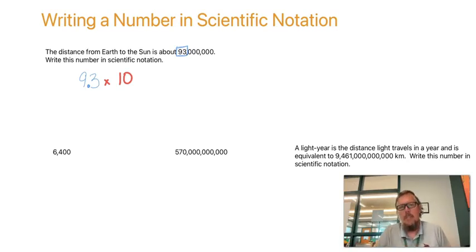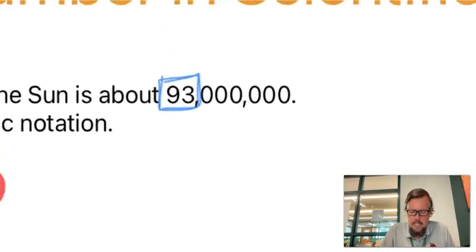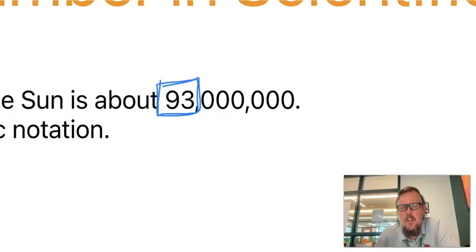And the way that we figure out what the power should be is just by counting. So let's zoom in real close on our 93 million number. If we put this decimal right here, right in between the 9 and the 3, which is where we put it, how many times would we have to move the decimal to get to the end of this number? The end of this number is right here where the period is. How many spaces would we have to move that decimal?